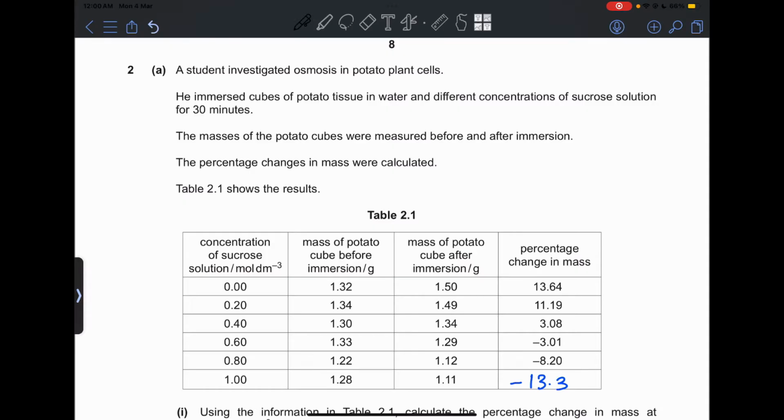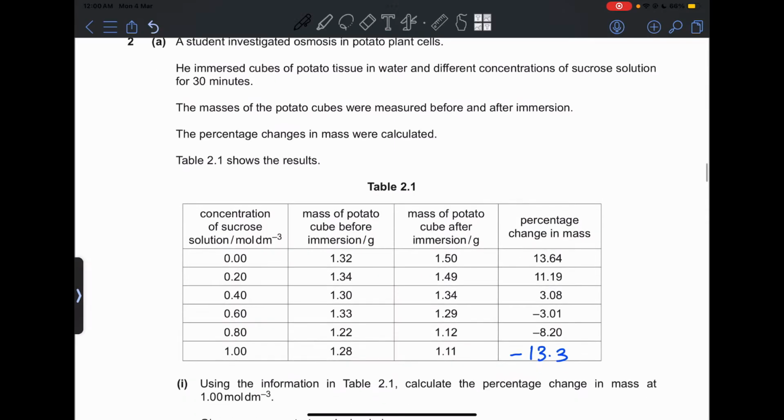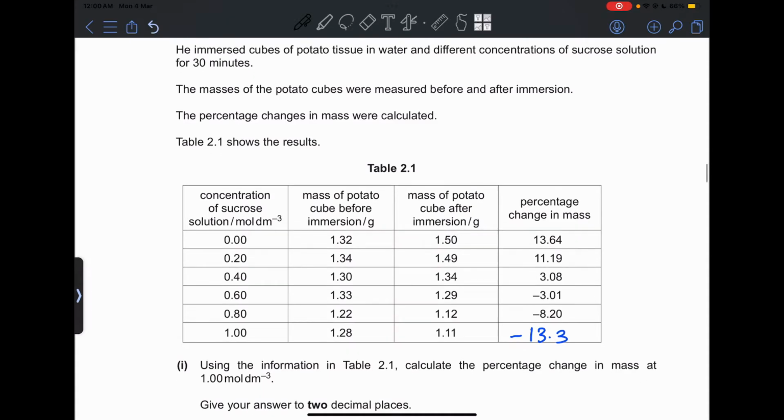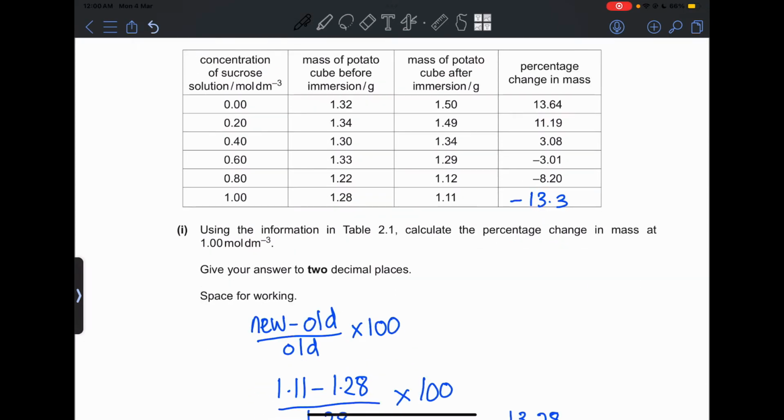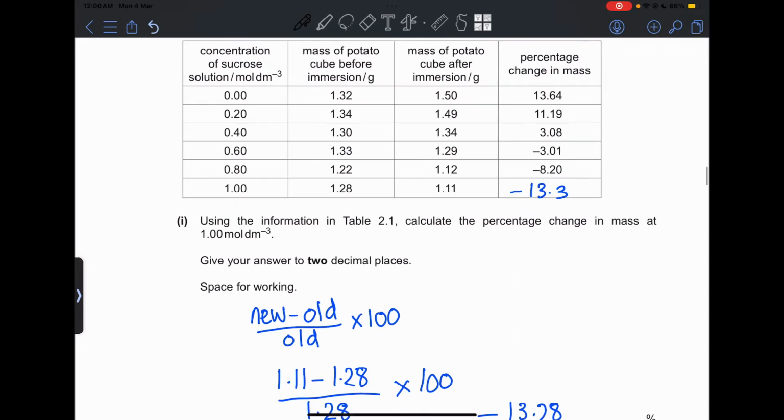He immersed cubes of potato tissue in water and different concentrations of sucrose solutions for 30 minutes. The masses of the potato cubes were measured before and after immersion. The percentage changes in the mass were calculated. Table 2.1 shows the results. Over here in I, it says, using the information in Table 2.1, calculate the percentage change in the mass at 1 mol per dm cubed. Give your answer to 2 decimal places.